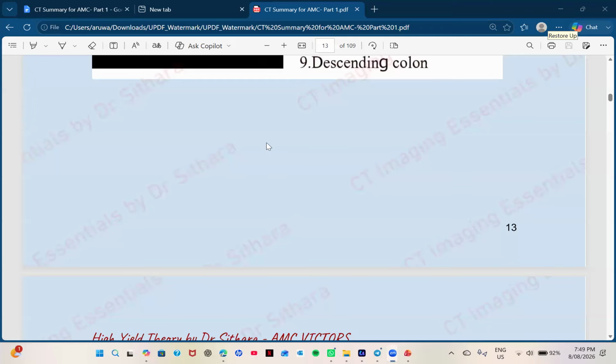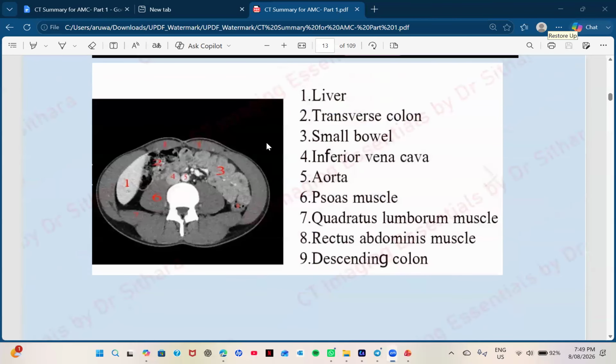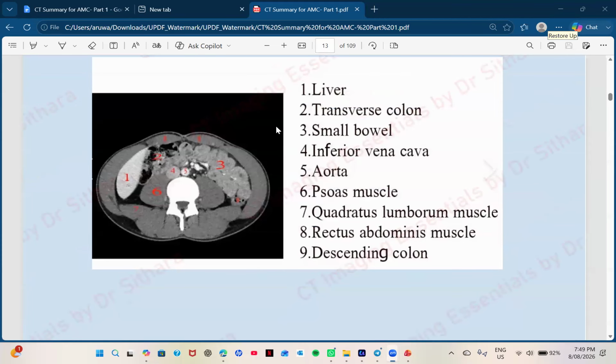Okay, now I'm going to... Tell me what is number one. Don't look at the right side. Just tell me what is number one.